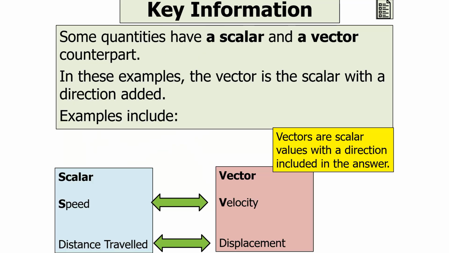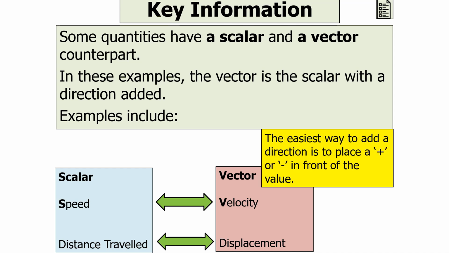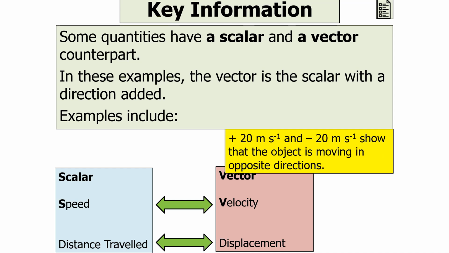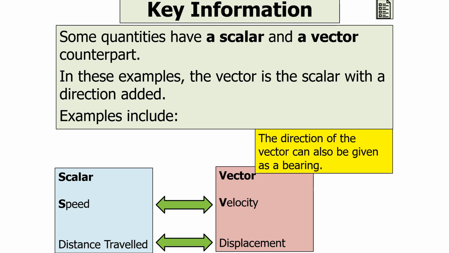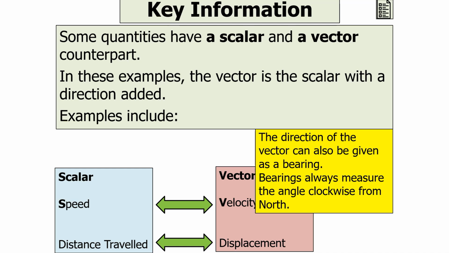Now, vectors are scalar values in some instances with a direction included in the answer. Now, the easiest way to add a direction is to place either a plus or negative in front of the value. So, for example, plus 20 meters per second and minus 20 meters per second show that the object is moving in opposite directions. Now the direction of the vector can also be given as an angle, either from the vertical or the horizontal, or the direction of the vector can be given as a bearing. Now bearings will always measure the angle clockwise from north.